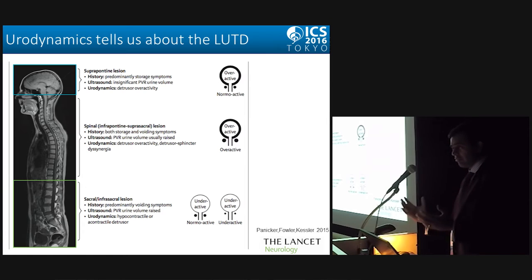But you can also very well have an underactive detrusor, as can happen if there's a lesion of the sacral cord or the cauda equina, and a hypocontractile or an acontractile detrusor might be the cause of the poor flow. So urodynamics is essential to understand the lower urinary tract dysfunction that's responsible for the symptoms that a neurological patient reports.